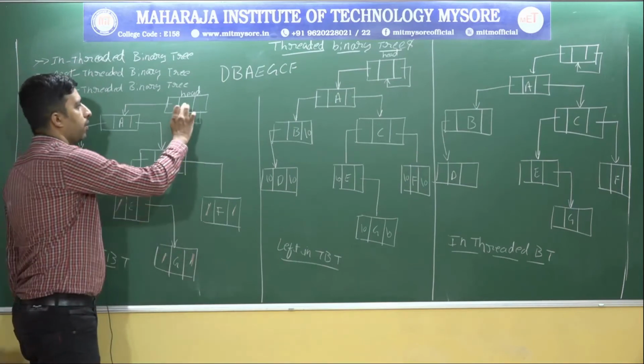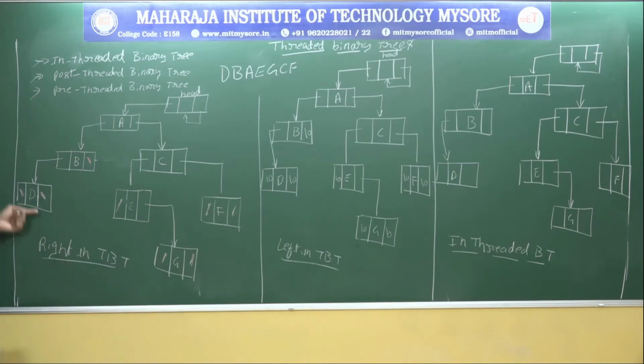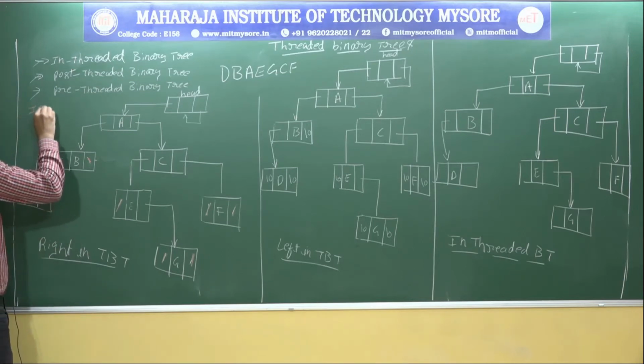Listen here. In the right in-threaded binary tree, what are you going to do? Right side nodes are there now. The right link of a node that is null is replaced by the address of the in-order successor. It is the in-order successor there now.